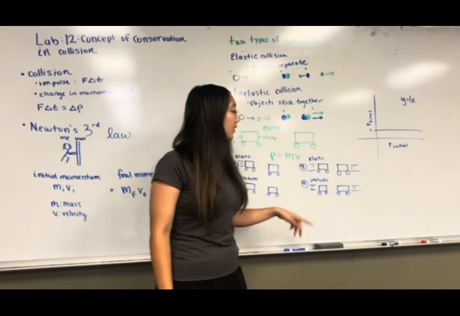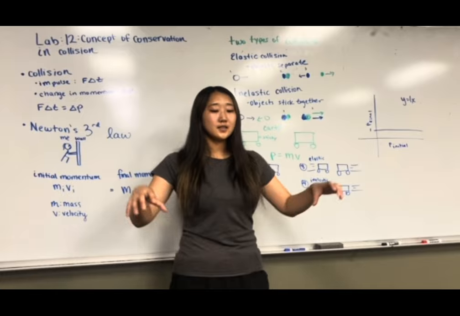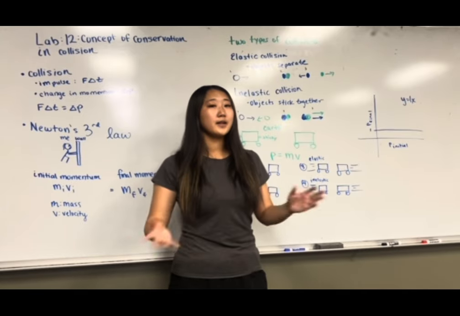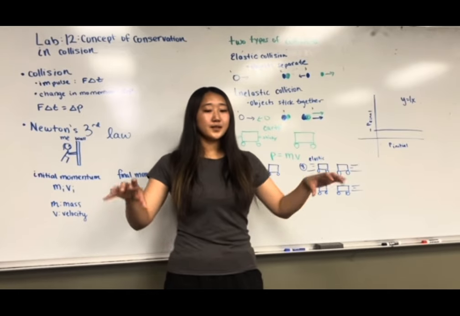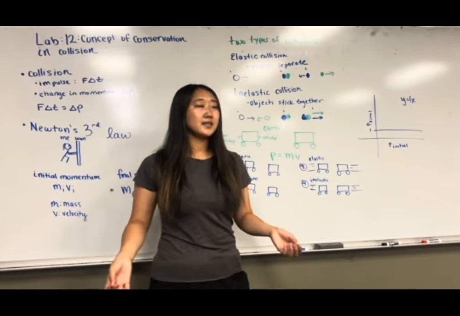Then in 3 and 4, we had two moving carts going against each other. So in the first one, we had an elastic collision. The two moving carts collided. We gathered the data. Inelastic, again, flip the carts around, push them against one another, and then collect the data.